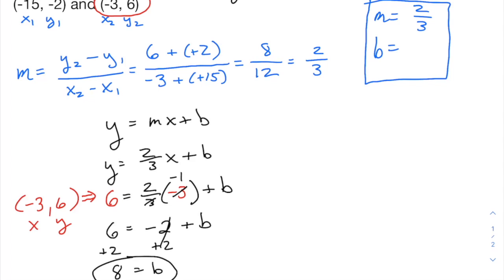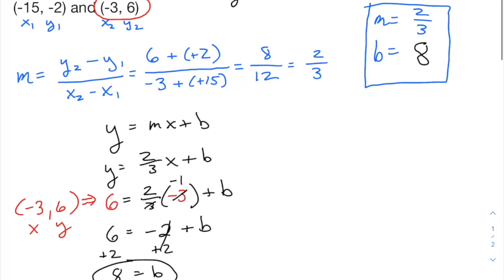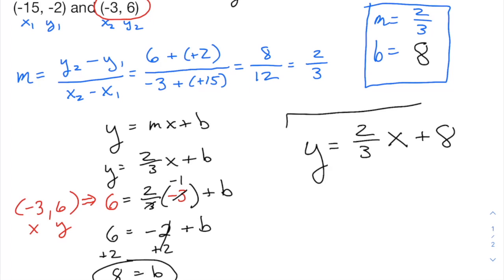And now that you know b is equal to 8, now I know both things I needed. Like I said, you're now 10 seconds away from being done. If you know the slope and you know the y-intercept, then your final answer is going to be y equals the slope 2/3 x plus the b of 8. So y equals 2/3 x plus 8. That is your final answer.